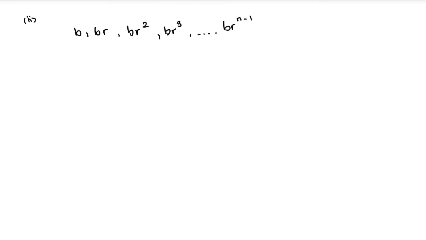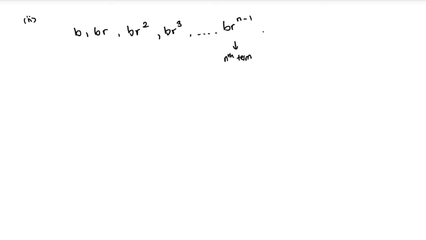That's why our first term over here is actually just b, with no r, because it's r to the power of 1 minus 1, which is r to the power of 0, which is just going to be 1. So in this case, this is going to be our nth term over here.